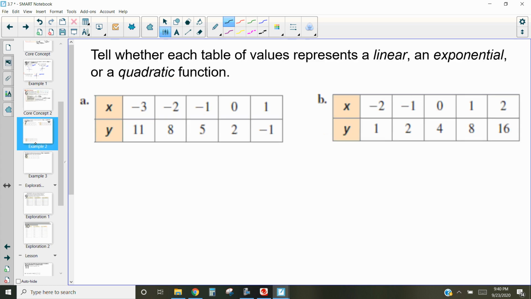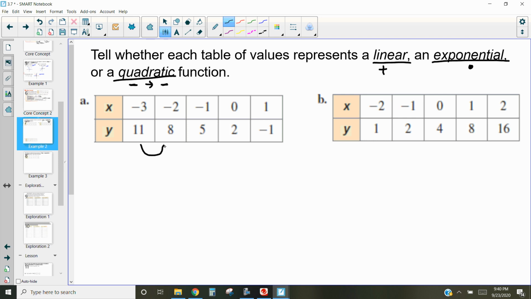Let's take a look at this first one and decide if it's linear, exponential, or quadratic. Remember, linear means we add the same number. Exponential means we multiply the same number. Quadratic means we find the difference, and then the difference adds the same number over and over. So the difference has the same difference. That's kind of what it means. Let's take a look at this first one.